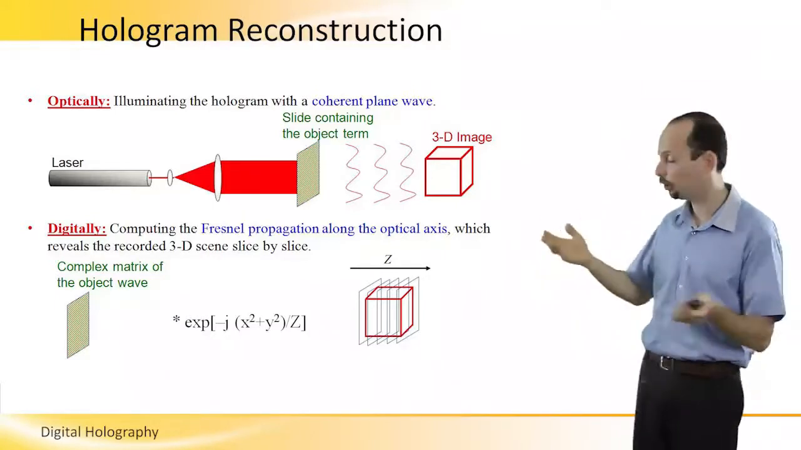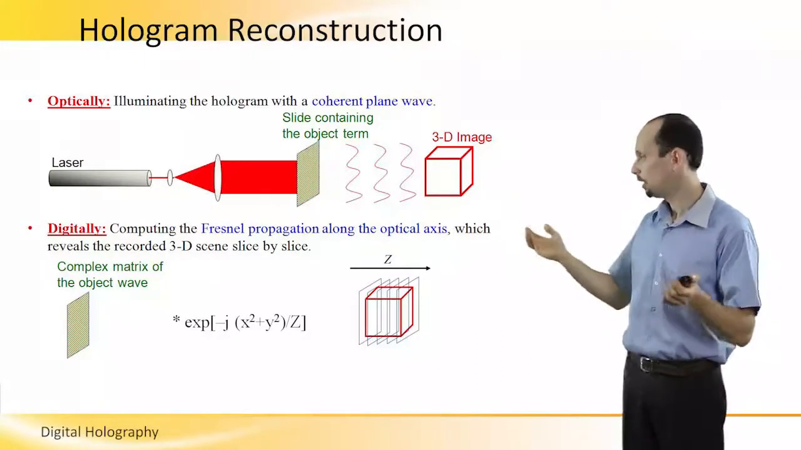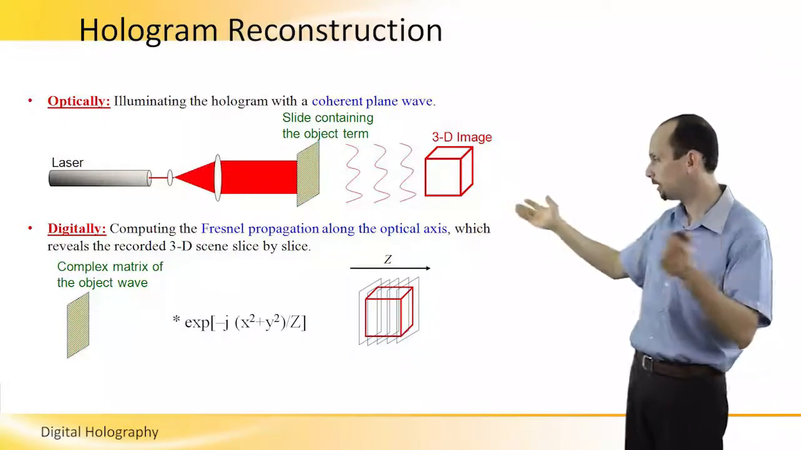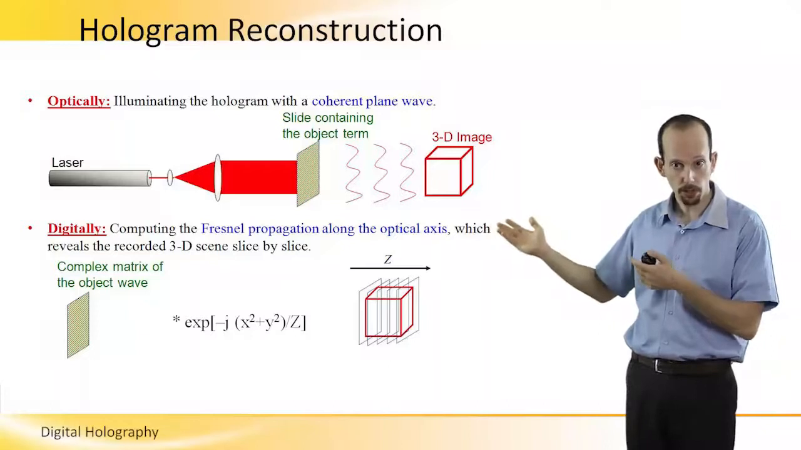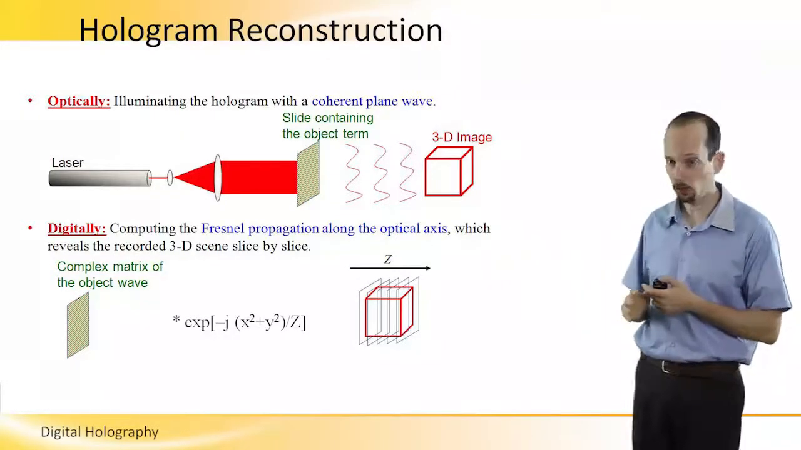If this is done optically, all we need to do is use a coherent wave in order to illuminate this film, and then I'm getting this 3D image floating in the air, as I've shown you in the second part talking about optical holography.